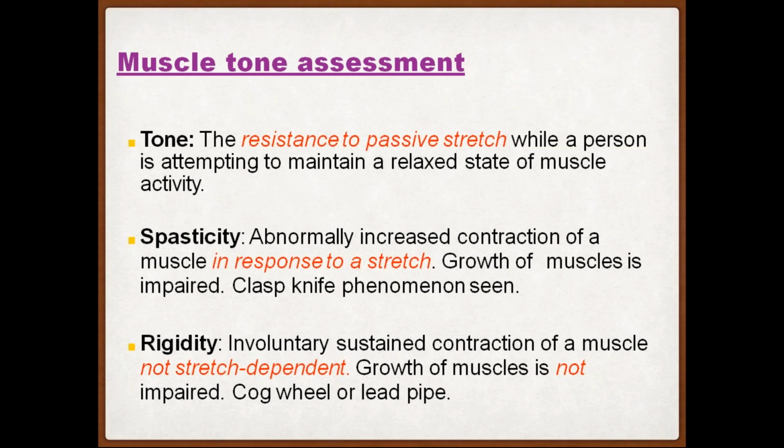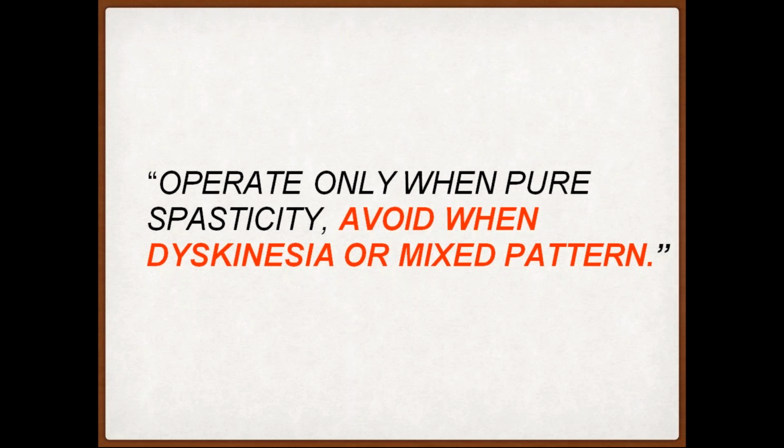So muscle tone: spasticity and rigidity, we know how to measure. These are all velocity dependent. Whenever we repeatedly flex and extend the elbow or flex and extend the knee, we come to know whether it is flaccid or spastic. That is how we know the tone. Operate only when there is pure spasticity; avoid operating in dyskinesia and mixed patterns. So only in spastic conditions do we operate. In other conditions we shouldn't operate.